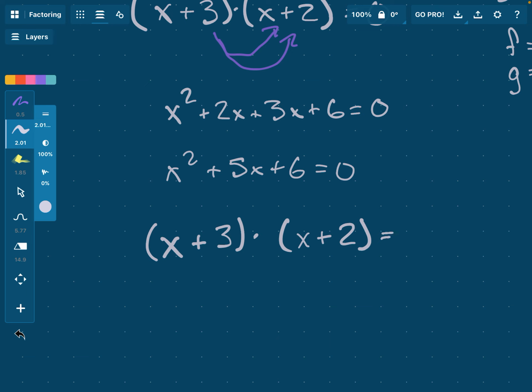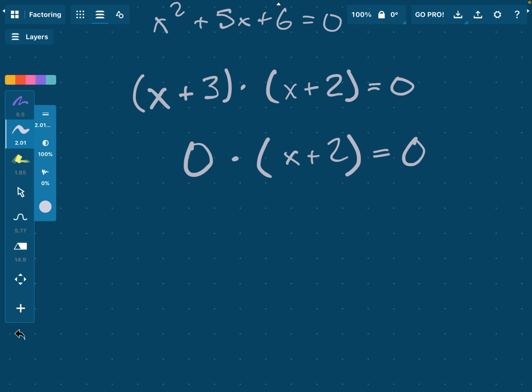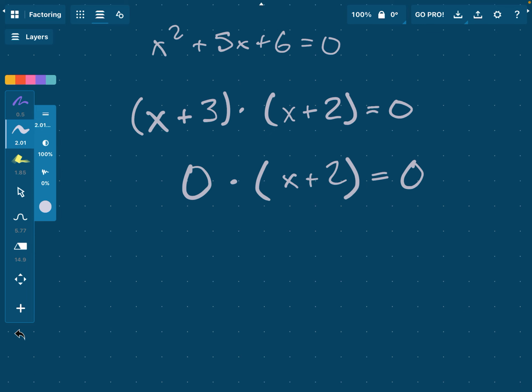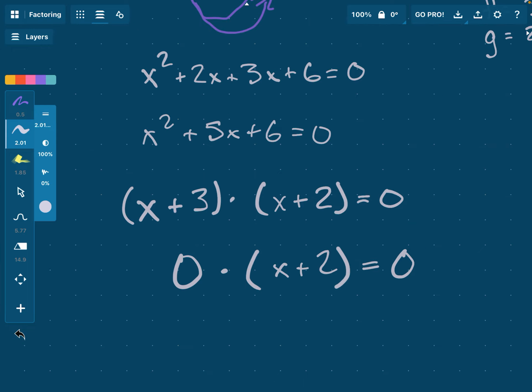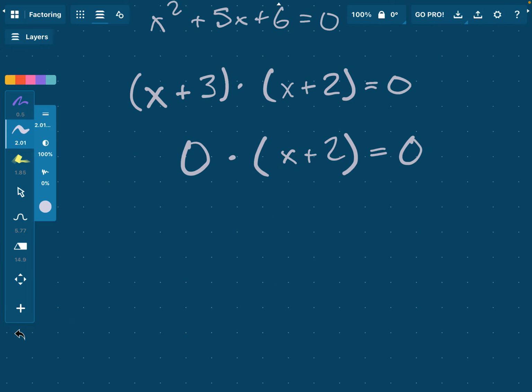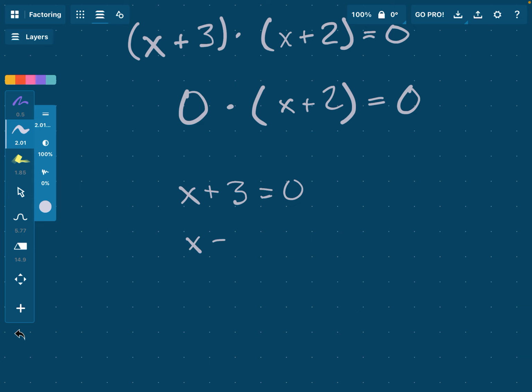Let me fix that equal sign. So if x plus 3 is 0, then it doesn't matter what this x value is because it's also going to be 0 after we multiply. So what we do is we separate these binomials into the left and the right, the two binomials we have, and we set both of them equal to 0. So we're going to take x plus 3, set this equal to 0, and we're going to take x plus 2 and set this equal to 0.